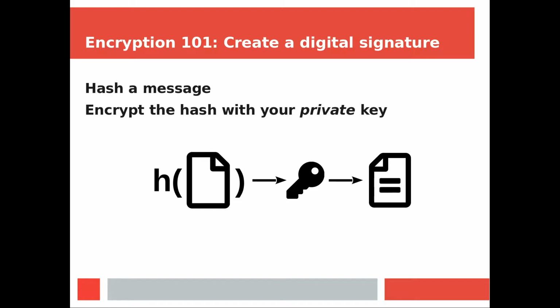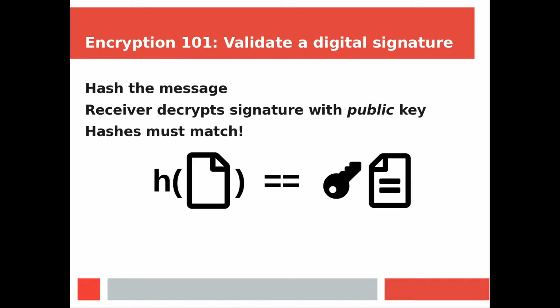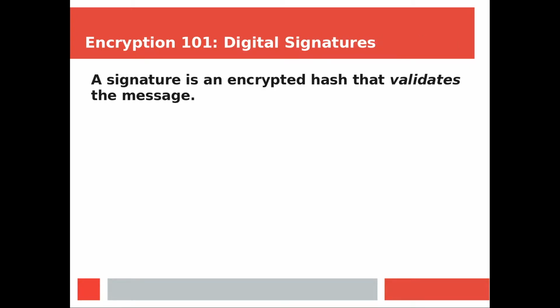In this case, we are encrypting with a private key so that everyone can verify that this is a hash that came from me. And in fact, that's what we do when we validate the signature. Someone will take the same thing, generate the same hash, decrypt with the public key to get what I sent as a hash, and if they match, then it's a valid signature. So a signature is an encrypted hash that validates the message.